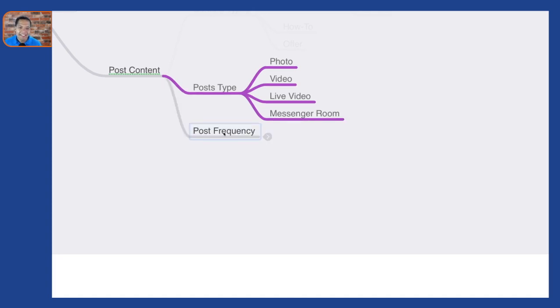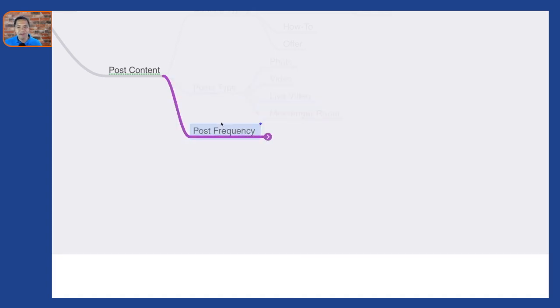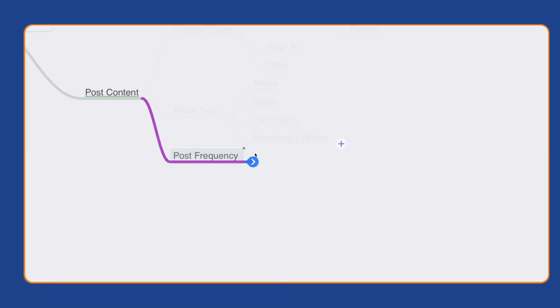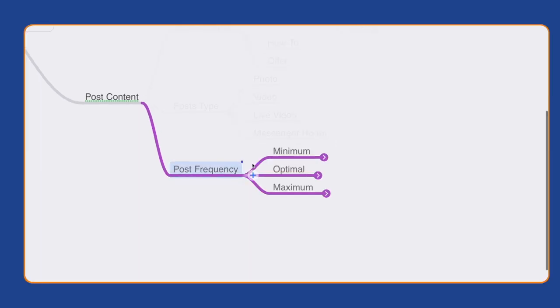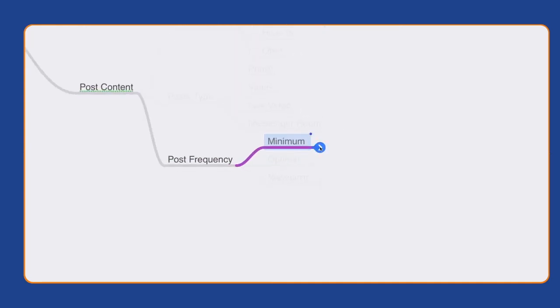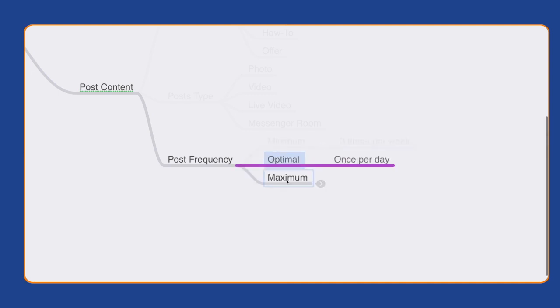All right, so now the other one I want to talk to you guys about is post frequency. So we look at post frequency here. We got, like I said, a minimum amount, an optimal amount, and a maximum amount of how often you should post, right? The minimum amount that we should post is like 3 times per week, right? And then the optimal amount is once per day, right? And then the maximum amount you should post is actually twice per day, right? And so that's how often we should post in your Facebook group, right?